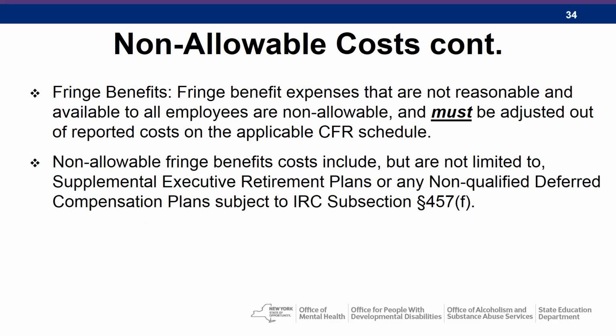Fringe benefit expenses that are not reasonable and available to all employees are non-allowable and must be adjusted out of the reported costs on the applicable CFR schedule. Non-allowable fringe benefit costs include, but are not limited to, supplemental executive retirement plans or any non-qualified deferred compensation plans subject to IRC subsection 457F. That concludes Getting Started, Part 1.